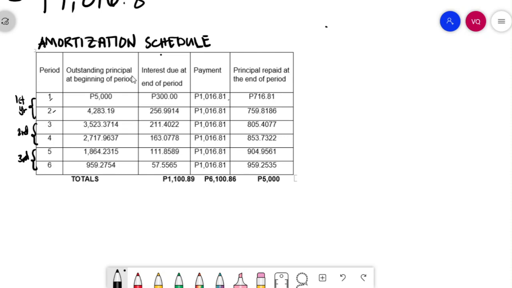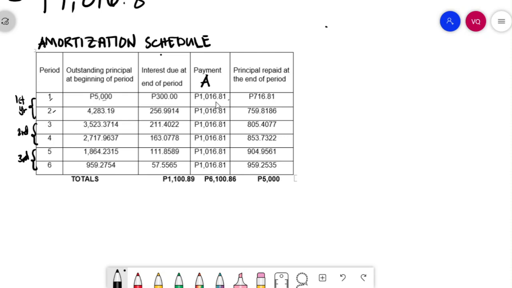Next one is the outstanding principal at the beginning of the period. Of course, we have an outstanding of 5,000 pesos because that is what was borrowed. And also, our interest due at the end of the period. So, what will be the interest of 5,000 at the end of the first payment? Payment, this will be our annuity. So, we have equal payments until our last payment, which is on the third year.